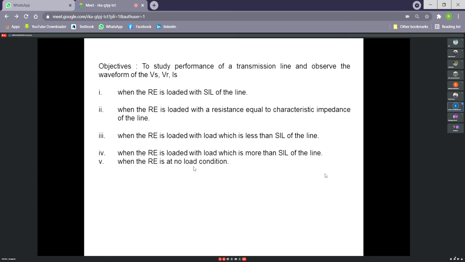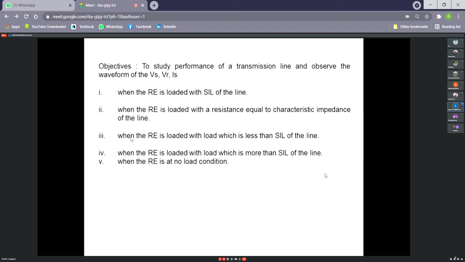Another is the receiving end at no load condition. So what can we expect? When it is loaded at surge impedance loading, that will be the ideal condition. At any point of the transmission line, the power factor will be 1, because voltage and current will be in the same phase.